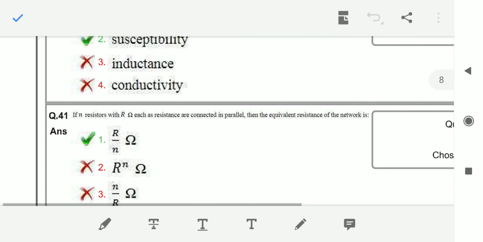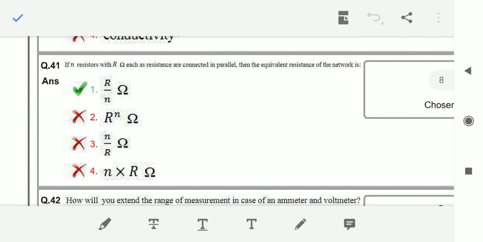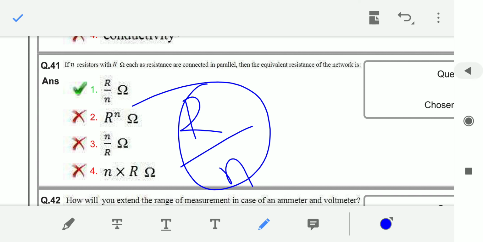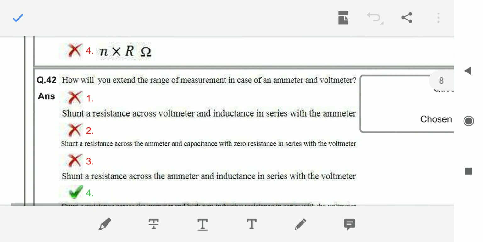And coming to question number 41. If n number of resistors of r ohms each are connected in parallel, then the equivalent resistance is equal to capital R by small n, okay. If n number of resistances are connected in series, that is n into r, sir. Series means n into r, parallel means r by n.